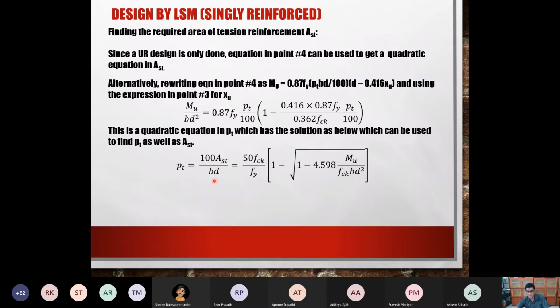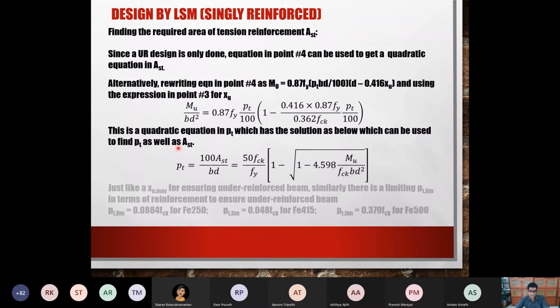These equations are not present in the code book. So among these, whichever you find easy to remember, it's better to remember it. Of course, now everything is an online exam, but in the days when everything was an offline exam, students would have to remember one of these equations so that they could find out Ast or pt.